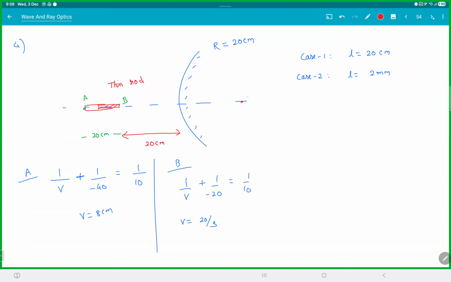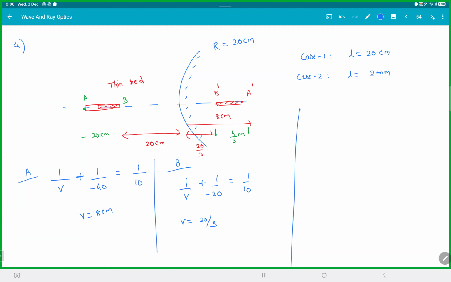So this is A dash and this is B dash. So all the remaining points must be between this. And this guy is 20 by 3 and this guy is 8. So the difference must be the length of the image, which is 8 minus 20 by 3, 4 by 3 centimeters. Clear with this? So you find the two extremes and everything else must be between them. So subtract them. That is it will work.